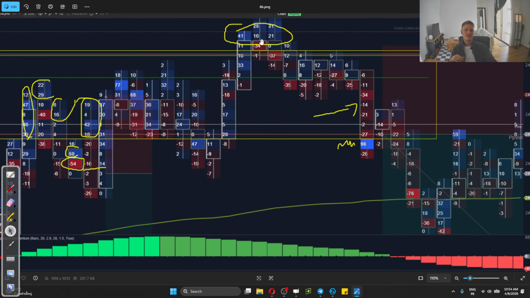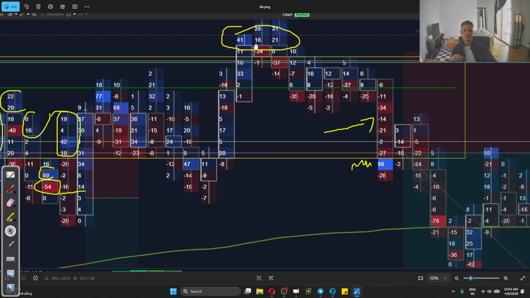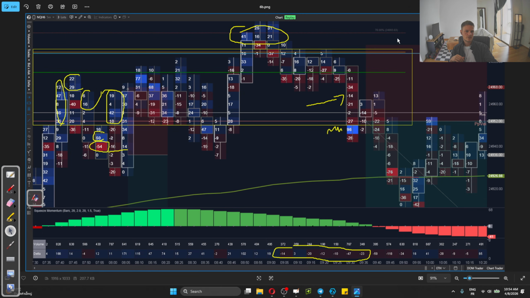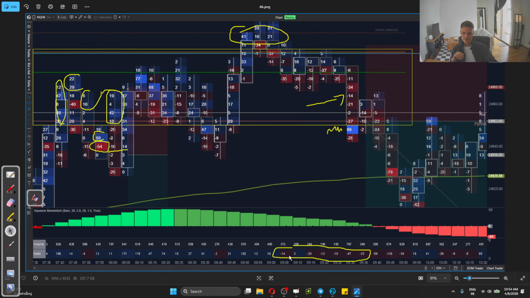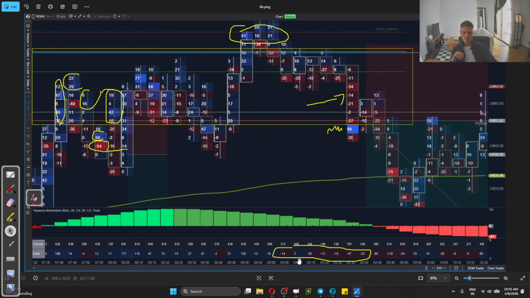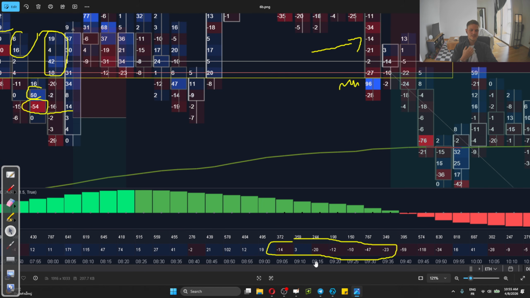Now here, not huge buyers, to be fair: 41, 25, 16, 31, 21. But we're really retesting these levels here. We have this strong candle, and look at the delta. Again, not a perfect setup, but it's the first time we're seeing some true negative delta candles in a row, right? Here it was all buyers with a couple negative deltas. Here we're seeing that, and that's a clue for me.